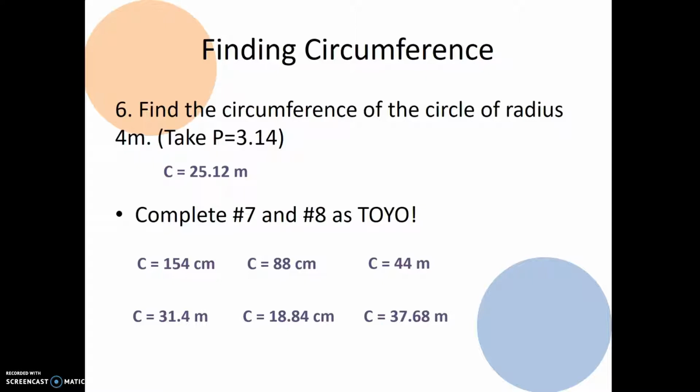All right, you guys. Tomorrow we're going to be using this formula to find the circumference and the perimeter of harder things. So make sure you've memorized it, make sure you're solid on this, and have a good afternoon.